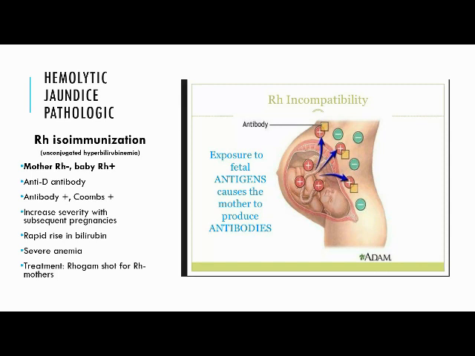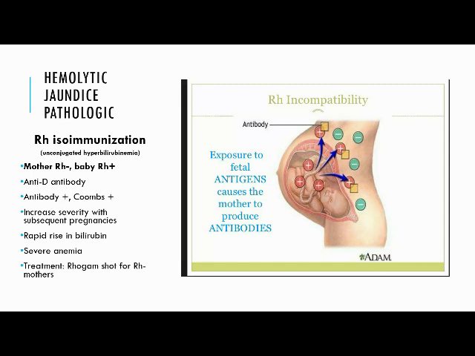This mom will probably be antibody positive and Coombs positive, and you have exposure to fetal antigens that cause mom to produce antibodies. So mom is negative, baby is positive, and she produces these antibodies against the positive baby. They cross the placenta and they attack the baby's red blood cells. In the next slide, we'll talk about a condition called erythroblastosis fetalis that can result in hydrops. It's kind of an interchangeable term.